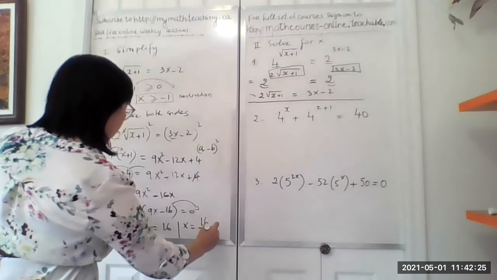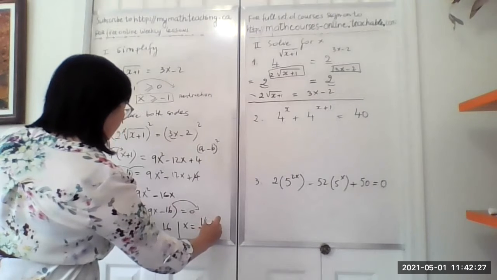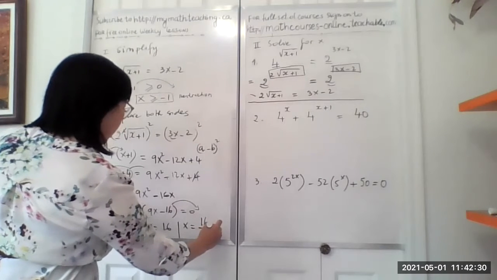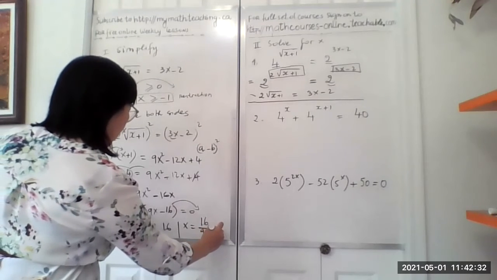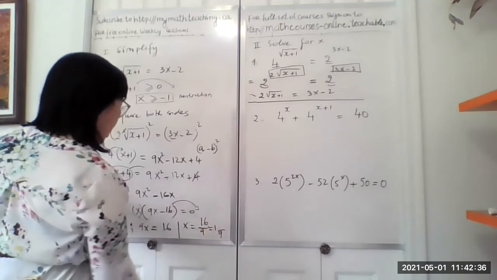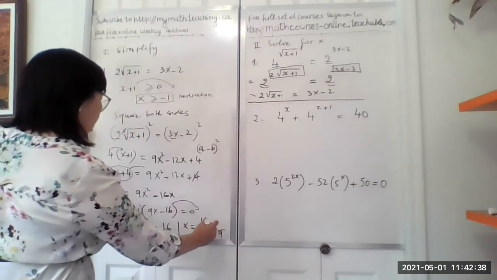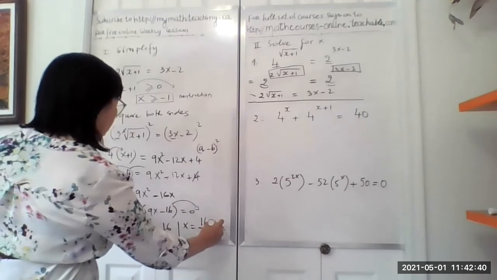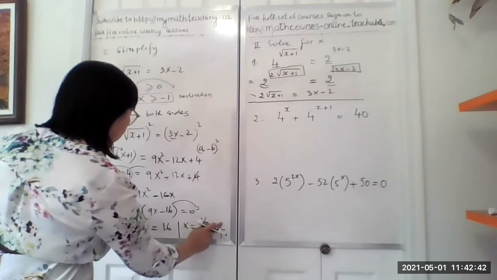I'm going to simplify this by putting it as a mixed number, right? So I have 1 here and 9 down here, and 7 on top.